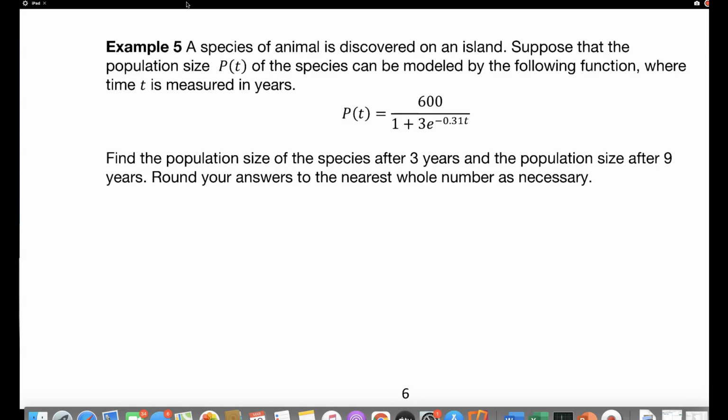So this is sort of funny. We have 600 on top of the fraction, and in the bottom we have 1 plus 3 times e raised to the negative 0.31 t. All right, so what are we doing with this? They said, find the population size of the species after 3 years. So, I'll do that first, which is simply plugging in 3 into the function. That is 600 divided by 1 plus 3 times e raised to the negative 0.31 times 3.